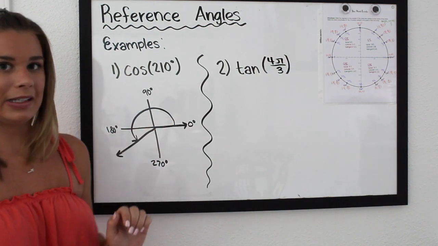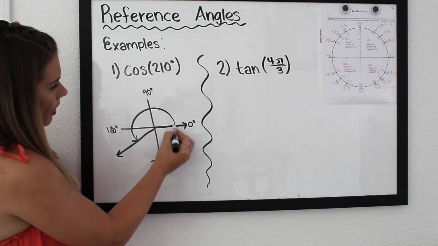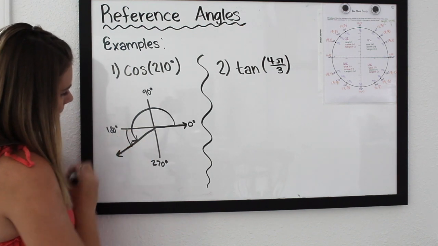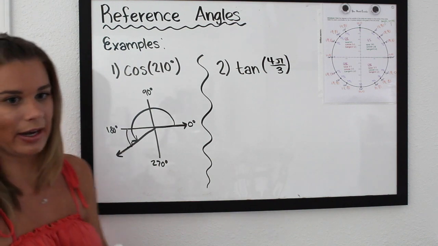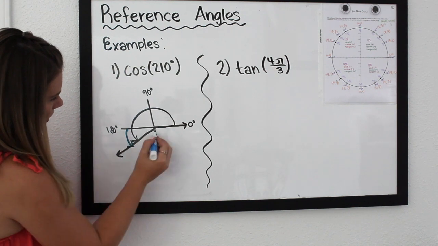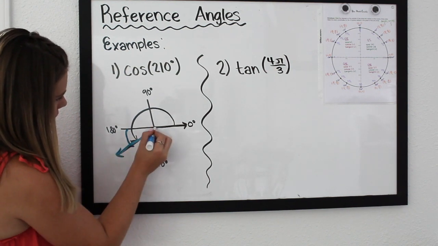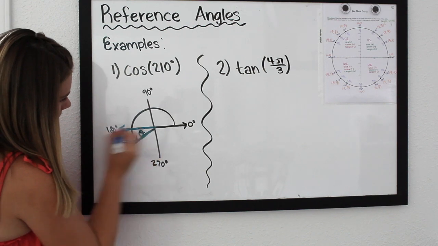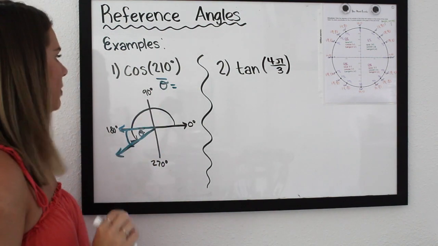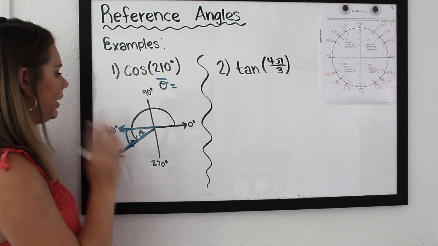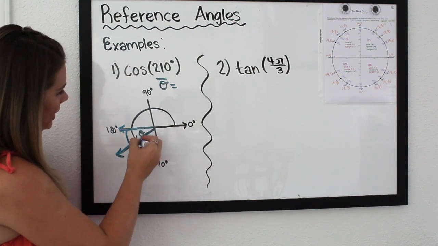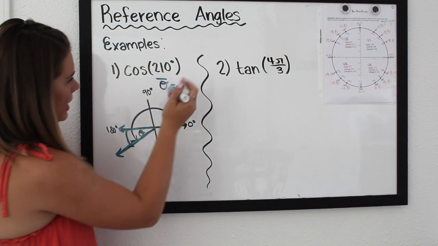It's the shortest distance from the x-axis. So instead of going from the positive x-axis, I'm going to go from the negative x-axis down to my terminal side. I'm going to show you where that is with a different color. So I went from the negative x-axis to my terminal side, and I have this reference angle. Theta, with the little line over it to show that that's my reference angle. My reference angle is, let's see, we have 210 minus 180.